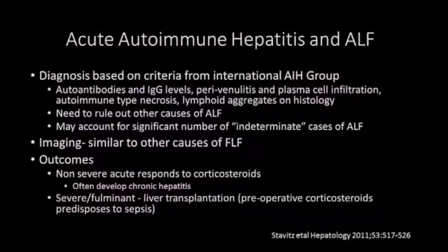The problem here is that you need to make the decision about who gets the steroids and who does not. If the patient is in fulminant liver failure and looks like they need a transplant, giving the corticosteroids may actually give them a poorer outcome after their liver transplant because it predisposes them to sepsis, and they do not do as well.